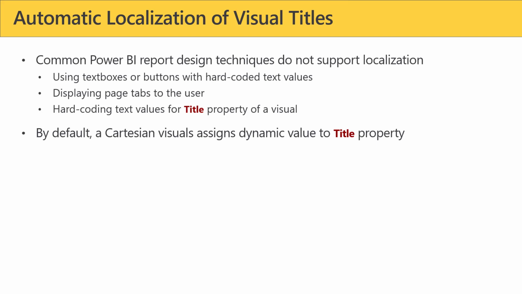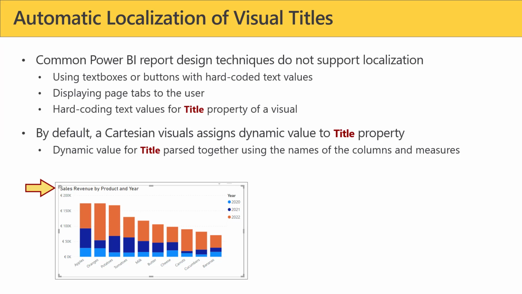Now, here's something that you can use to avoid needing a report label translation for a visual. So we have Cartesian visuals. Think of a bar chart or a pie chart, and it can assign a dynamic title property, and it does that by default. So just by virtue of the fact that you created this visual, and then you started adding the measure sales revenue to a data role and the product column and the year column to other data roles, it's automatically able to build that title on the fly.